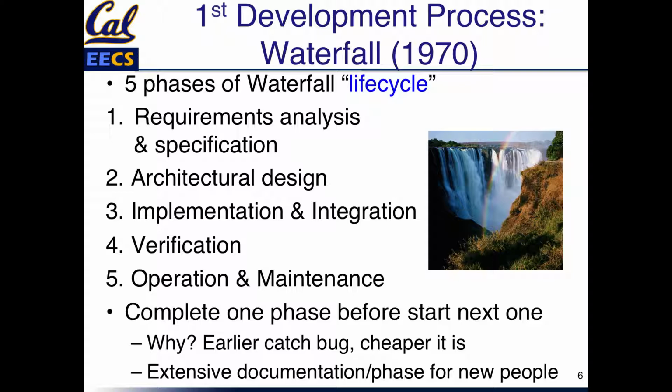And the idea was, what they found is the earlier you find a bug, the cheaper it is. If you can find a bug in the architecture phase, it's a lot cheaper than if you find it in the verification phase. And because it lasted a long time, years for building big software projects, the extensive documentation is there in part just so when new employees come in, they can get up to speed. So that's where we got its names. So that was the first software development process or life cycle.